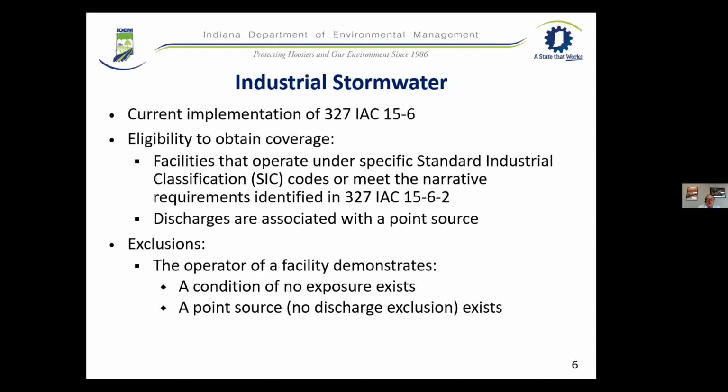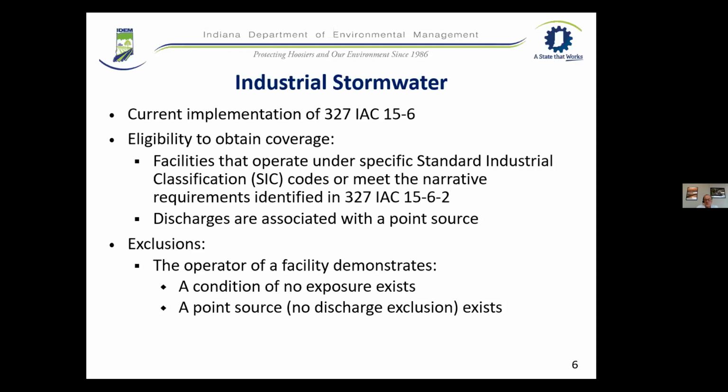So really what we want to focus on today is how we're currently implementing our industrial stormwater program. Currently, it's through Indiana Administrative Code 327 IAC 15-6. Eligibility to obtain permit coverage is basically for facilities that operate under specific standard industrial classification codes or meet a narrative that's described in 327 IAC 15-6-2. And then the discharges have to be associated with a point source discharge.